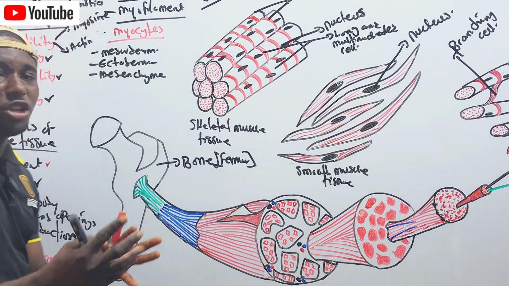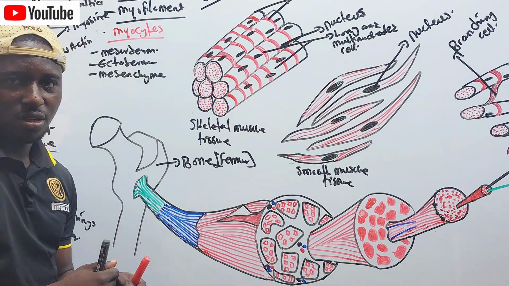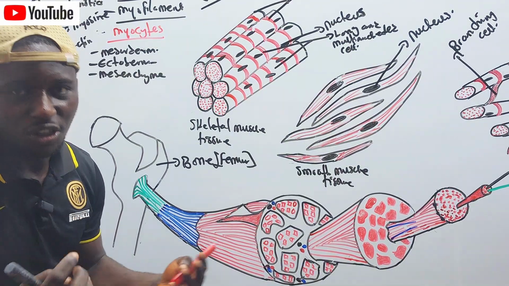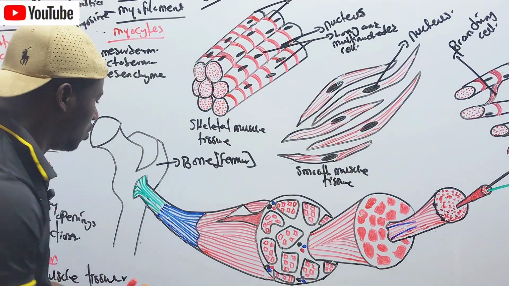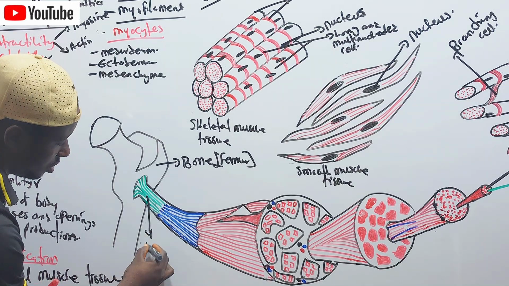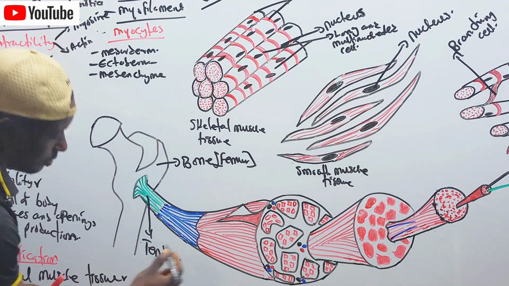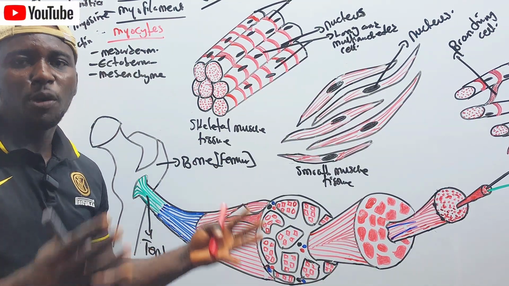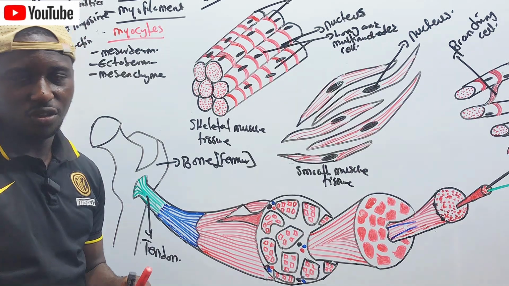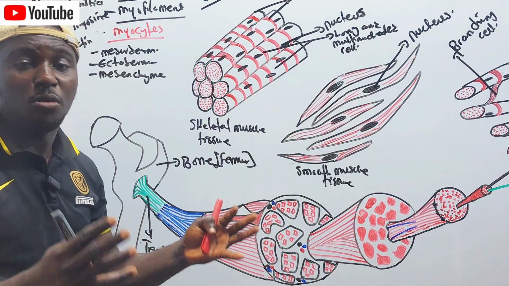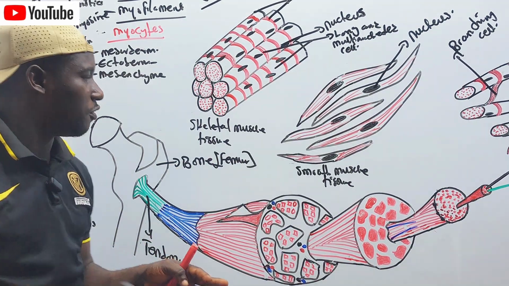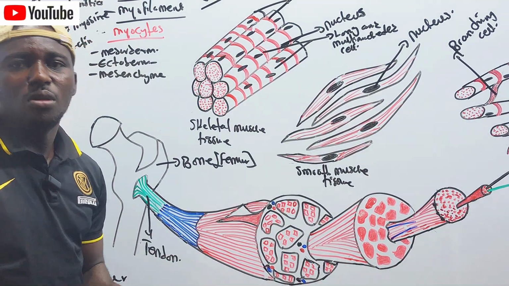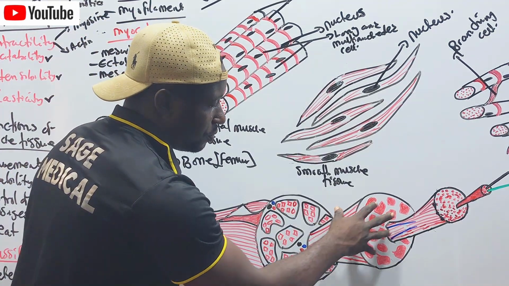What connects muscle to bone? The answer is the tendon. Tendon connects muscle to bone. So here is the tendon. Now, the whole muscle is made up of multiple muscle fascicles. I'm talking of the skeletal muscle tissue. Now, this is the muscle fascicles.